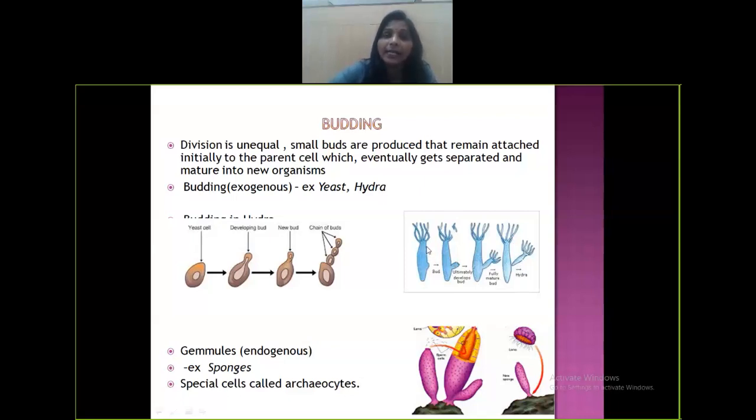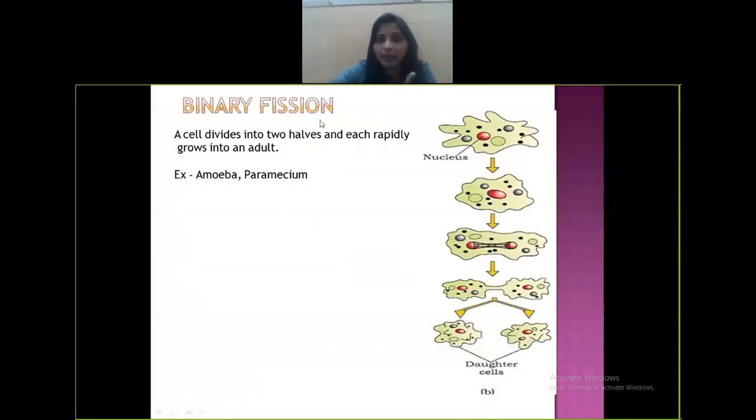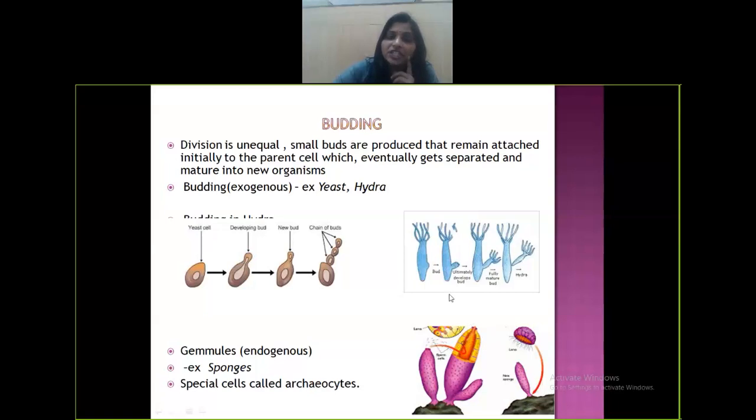Here the division is unequal. The difference between binary fission and budding is that in binary fission the division was equal, whereas in budding the division is unequal. Small buds are produced, they remain attached initially to the parent cell, then they get separated and mature into new organisms. Examples are budding in yeast as well as budding in hydra. In hydra, there's a single bud you are seeing over here, whereas in yeast many buds are produced and they remain attached to each other, and then they detach. That is why we call it a chain of buds.